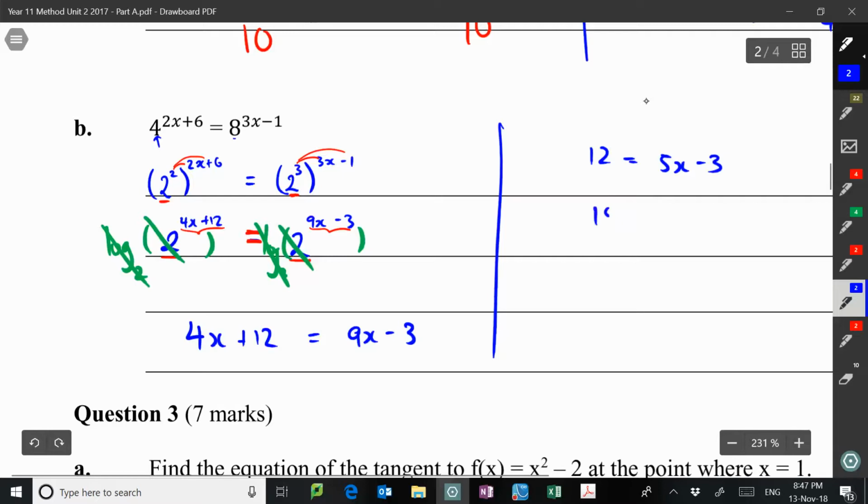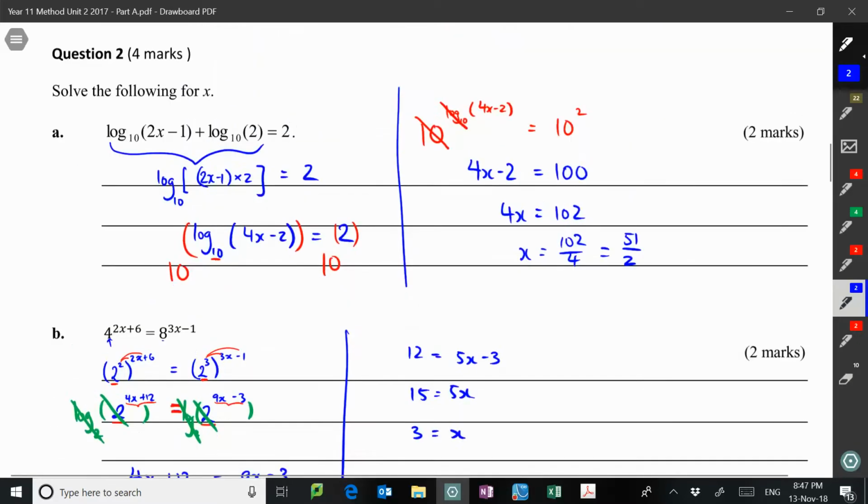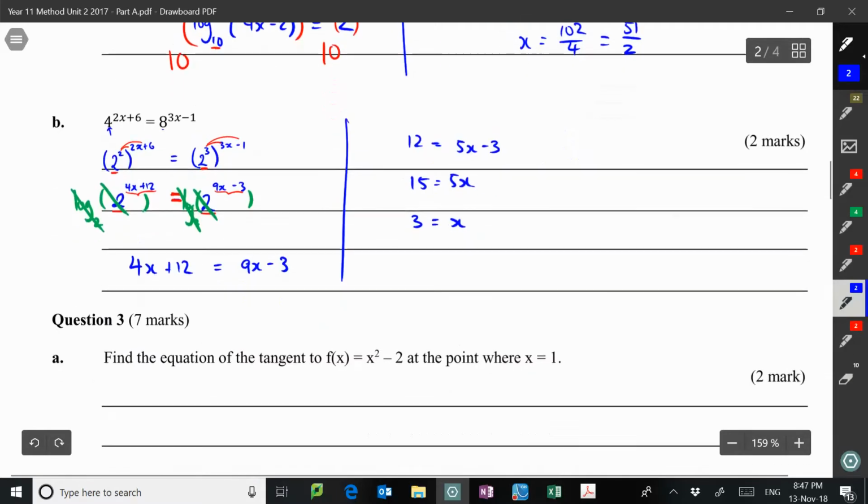Add 3 on both sides, 15 equals 5x. x is equal to 15 divided by 5, which is 3. Okay, there you go. So 2 marks there. These are typical examples of doing logarithms. Now, let's go to the next one.